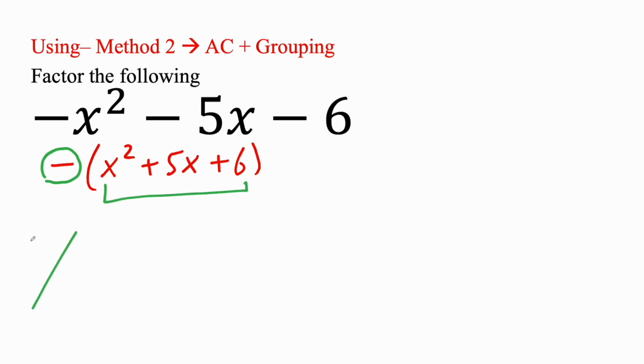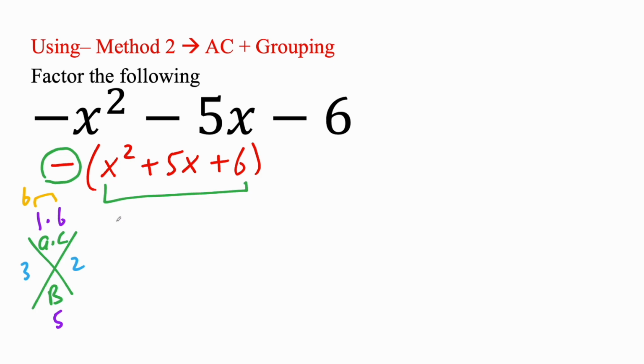So I'm going to draw an x. The top is going to be a times c. The bottom is going to be b. And a is the coefficient of x squared, which is 1, times c. c is 6. And b is the coefficient of x, so 5. 1 times 6 is 6. And so at this point, we think to ourselves, what two numbers multiply to give us 6, but add to give us 5? That's going to be 3 and 2. Because 3 times 2 is 6, 3 plus 2 is 5.